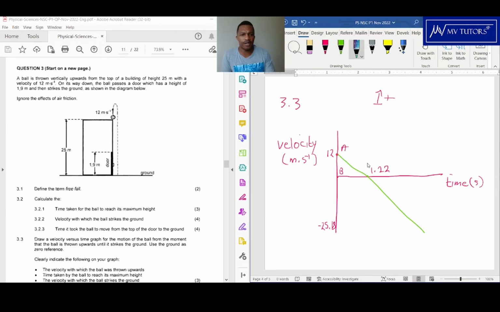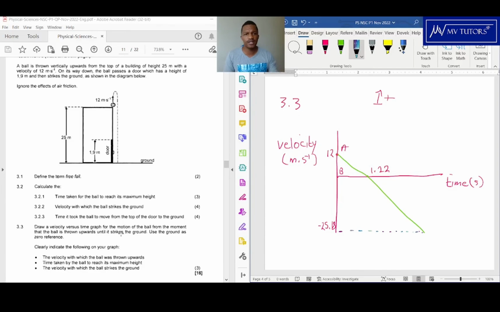Is there anything else that we need to add? I'm just going to put dotted lines to show that 25.18 is all right over there. So they said clearly indicate the following: the velocity with which the ball leaves, there it is, it's 12. The time taken by the ball to reach its maximum height, there it is, it's 1.22. The velocity with which the ball strikes the ground, there it is, 25.18. So we are done with this question.